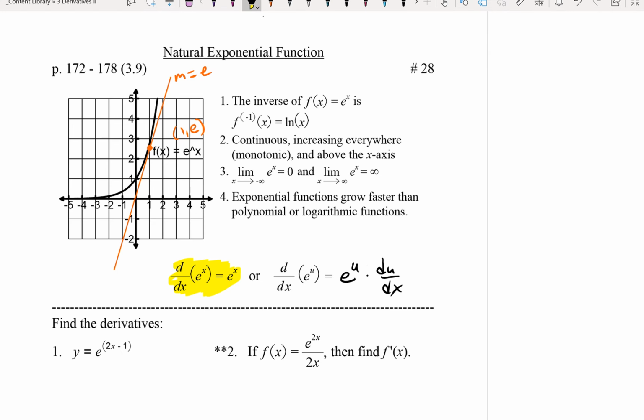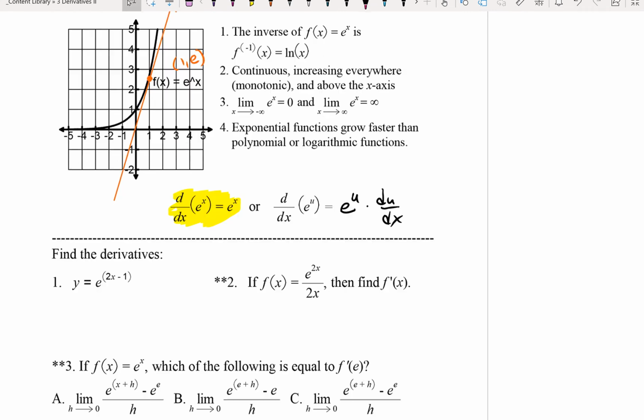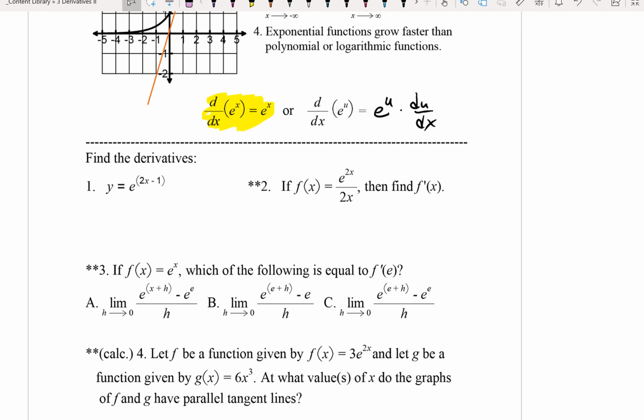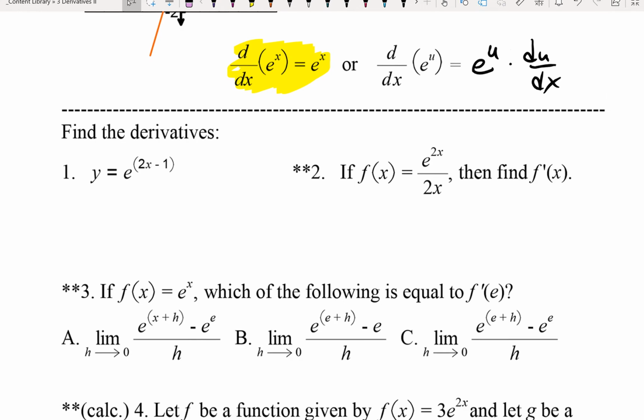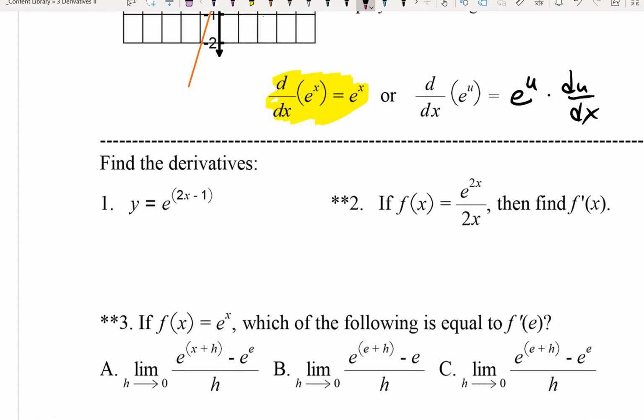Incorporating the chain rule into that, the derivative of e to the u is e to the u times the derivative of u. So we'll go through a couple of sample problems here. So using this formula right up here, the derivative of e to the 2x minus 1 is going to be e to the 2x minus 1 times the derivative of 2x minus 1, which is 2, in simplest form, 2e to the 2x minus 1.